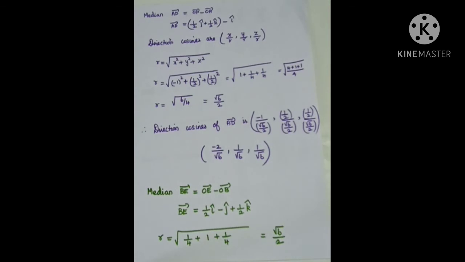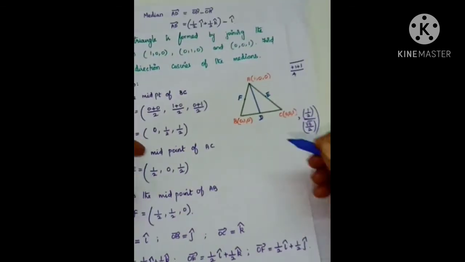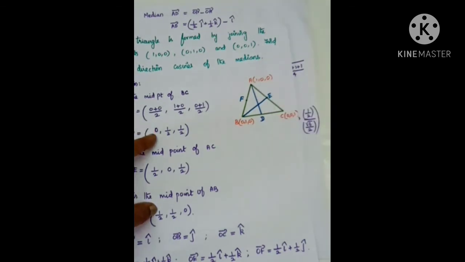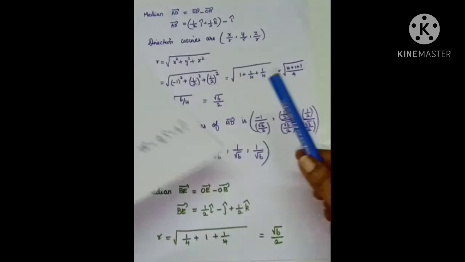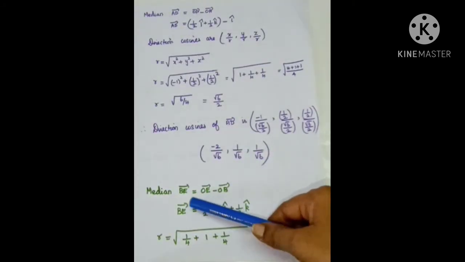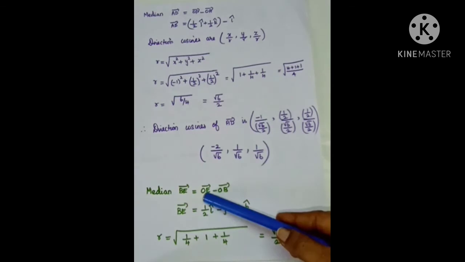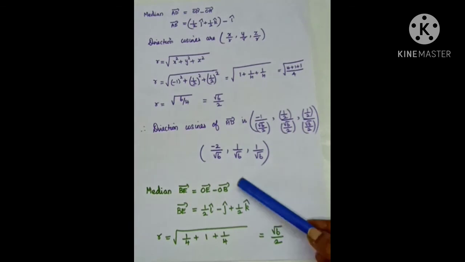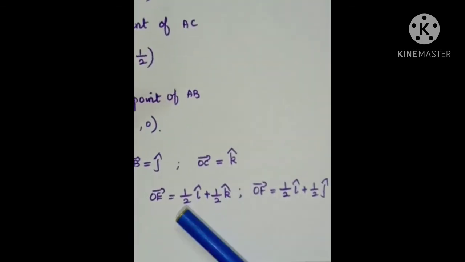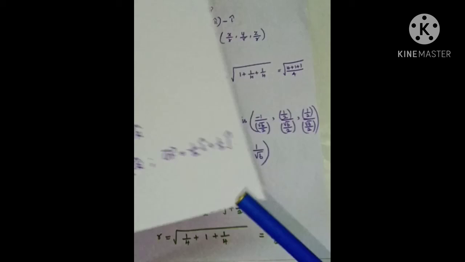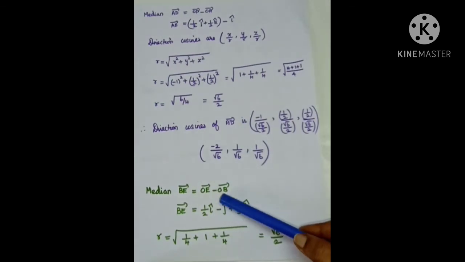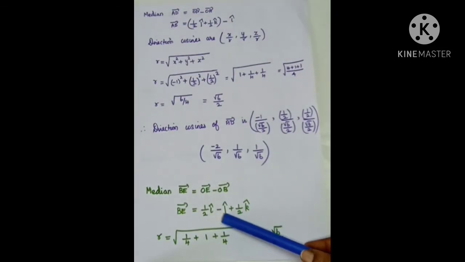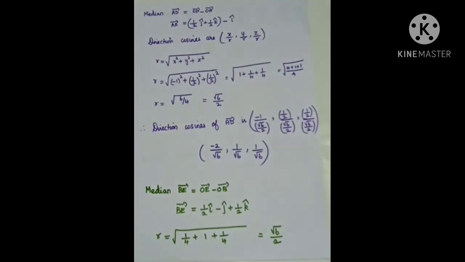In the same way you have to go for the next median. What is it? It is BE. Next median BE. So BE vector has to be found. BE vector, using position vectors, position vector of the second point. Your second point is E. So OE vector minus OB vector. So OE vector we have found. So half I cap plus half K cap. Okay, and minus OB vector. What is your OB vector? J cap. So the J cap I have arranged. Okay, so now it is in the form of I cap, J cap and K cap.